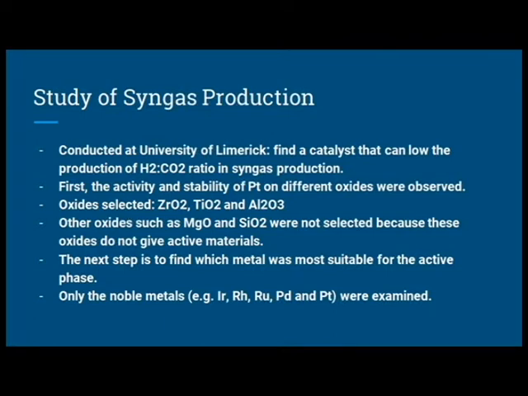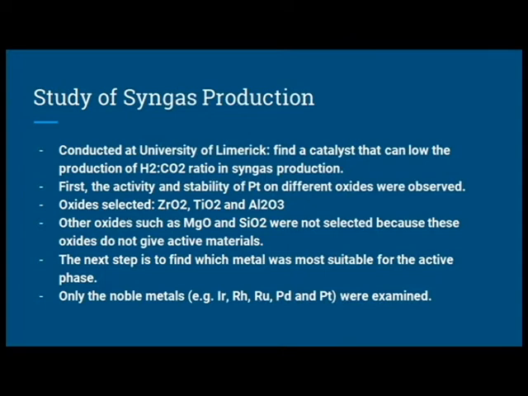And these studies were conducted at the University of Limerick. There were 2 steps in these studies. First, the activity and stability of platinum on different oxides were observed. The oxides they were using were zirconium dioxide, titanium dioxide, and aluminum dioxide. Other oxides such as magnesium oxide and silicon dioxide were not used because these oxides do not give active materials. And the next step is to find which metal was the most suitable for the active phase.